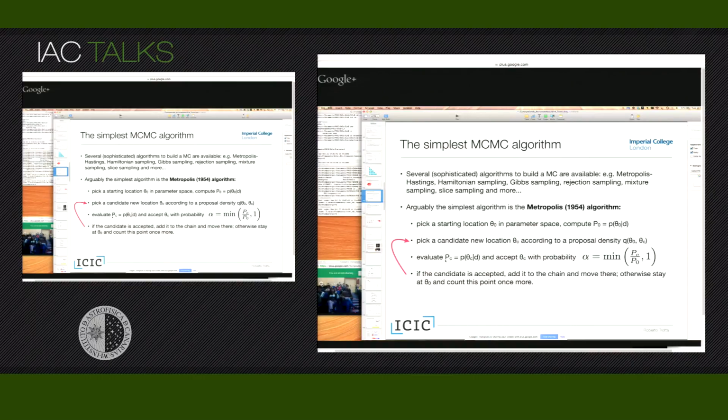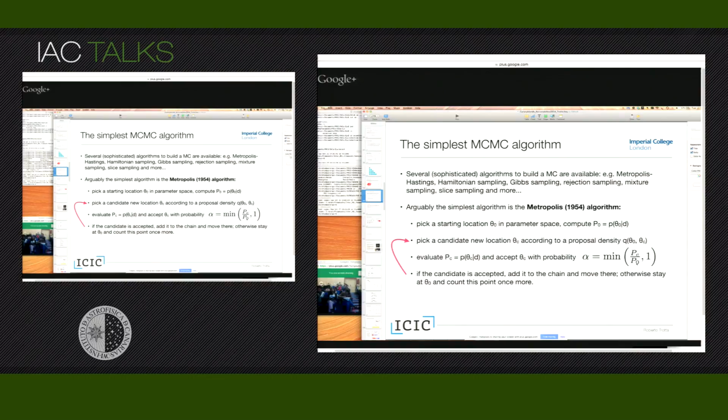But then what you do, you evaluate the posterior density at the candidate point, and you accept it with probability given by the minimum of the ratio between the probability densities of the candidate and the point where you are at the moment, and 1. What this prescription means is that if the candidate point has got a higher probability, that's to say PC is larger than P0, then you always jump. You always accept a better point. But occasionally, you will also accept a worse point with probability proportional to the ratio of the probability of the new point to the current point. And that allows you to explore the tails of the distribution.